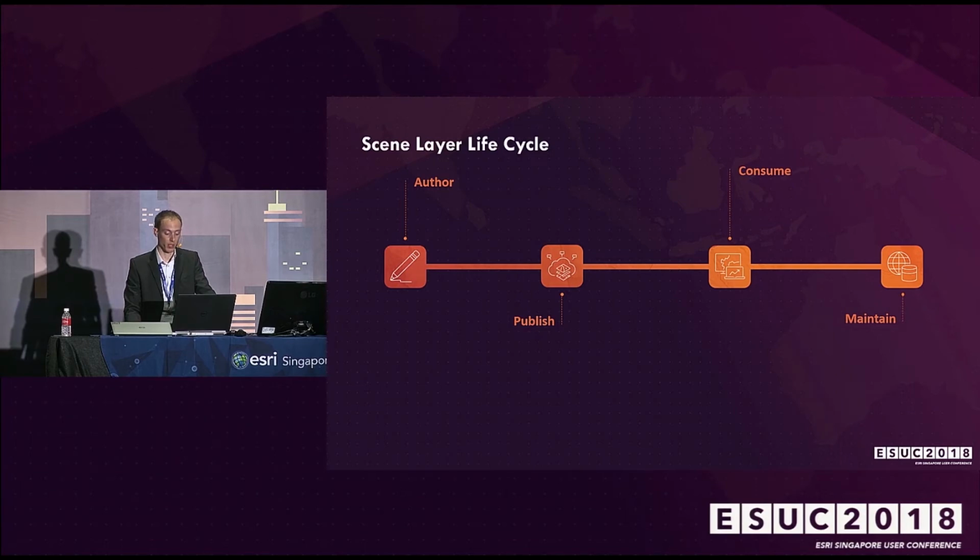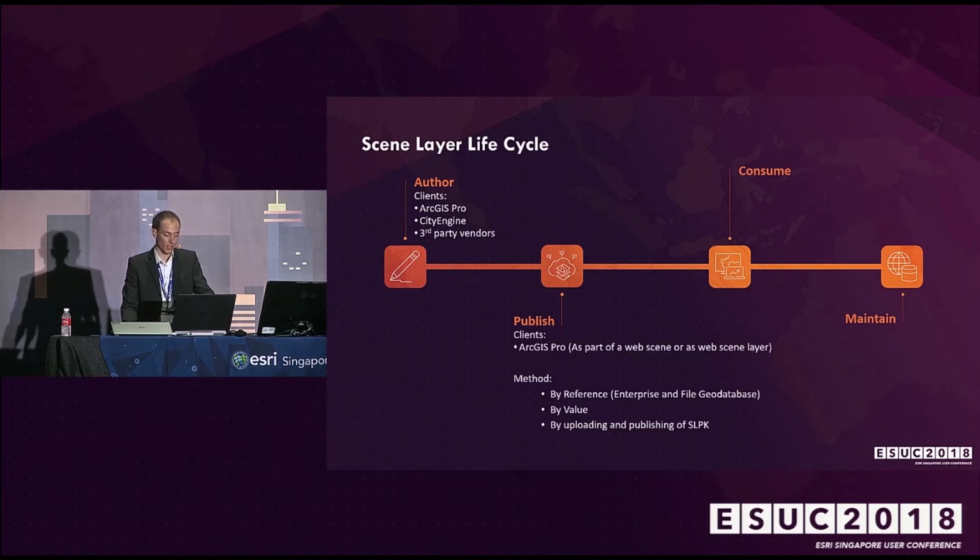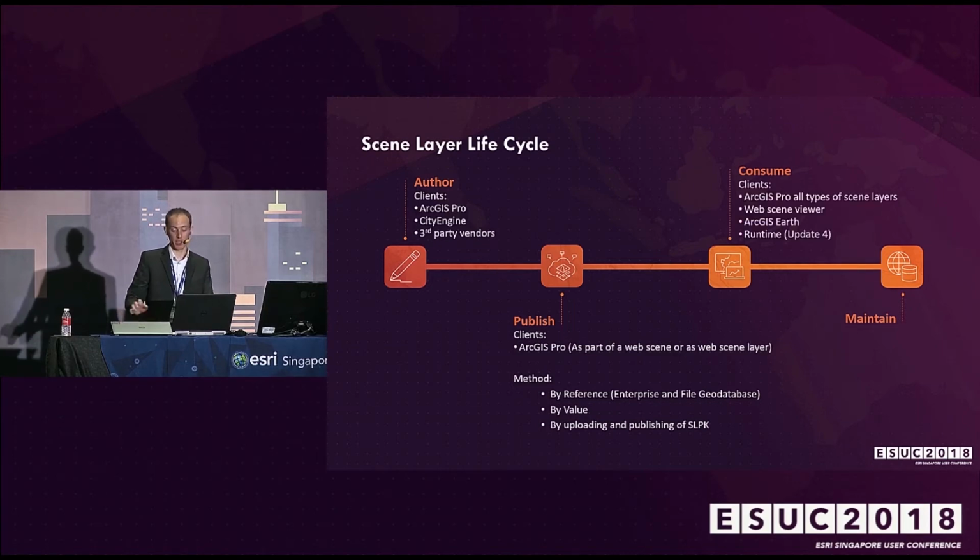The scene layer lifecycle can be described as such. The authoring starts in clients like ArcGIS Pro and CityEngine, and even third-party vendors' applications generate 3D content as scene layer that can be consumed and published to ArcGIS. 3D scene layers will most of the time be published from ArcGIS Pro to ArcGIS Enterprise or ArcGIS Online. And you can consume those scene layers in ArcGIS Pro, ArcGIS Earth, web scenes, and runtime applications. And finally, maintaining scene layers will be done in ArcGIS Pro. So to summarize, scene layers are optimized for streaming large amounts of 3D data, like point clouds, 3D objects, and 3D mesh across the ArcGIS platform.